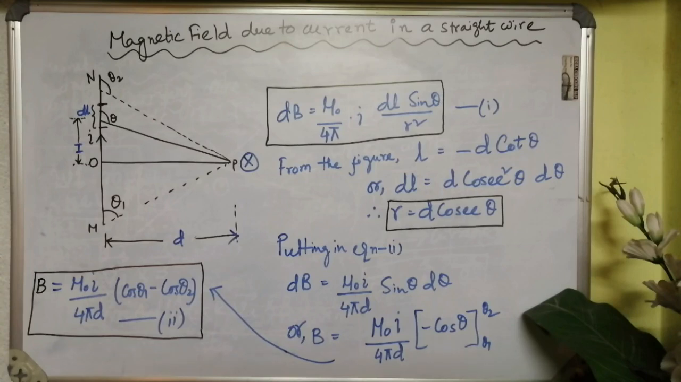Or we can also write, giving the limits, B is equal to mu naught I divided by 4 pi D into minus cos theta, with the limits theta 1 to theta 2. So we just put the upper and lower limits. So now we can write B is equal to mu naught I divided by 4 pi D into cos theta 1 minus cos theta 2. Take it as equation 2.